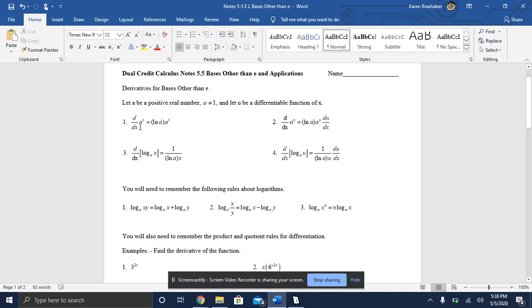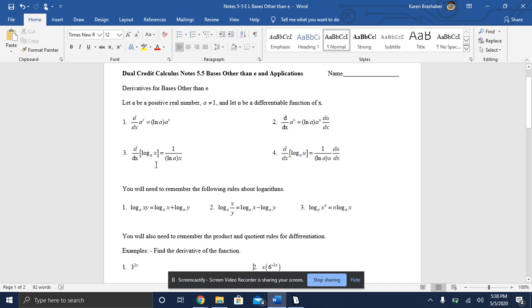The first one is doing the derivative where you have a base of a to a variable power. And so you'll notice that that derivative is the natural log of the base times the base to the power itself. And the alternative on that is if the exponent is something other than an x, then you need to multiply by the derivative of the exponent using the chain rule.